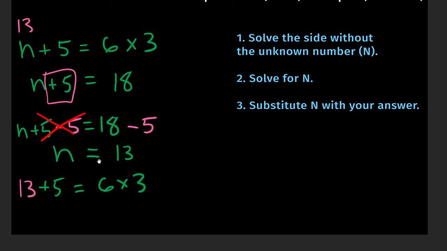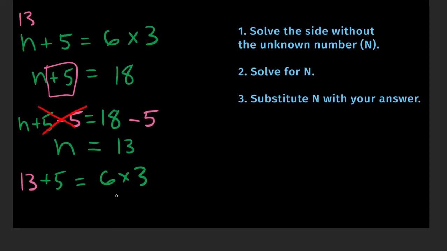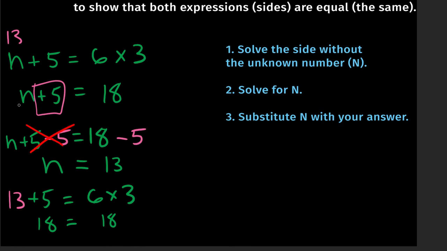Let's see if this is true. Well, 6 times 3 equals 18, and 13 plus 5 equals 18. So 18 is the same as 18. Is that true? Yes. This means my answer is correct here. So that's how you would do this problem.